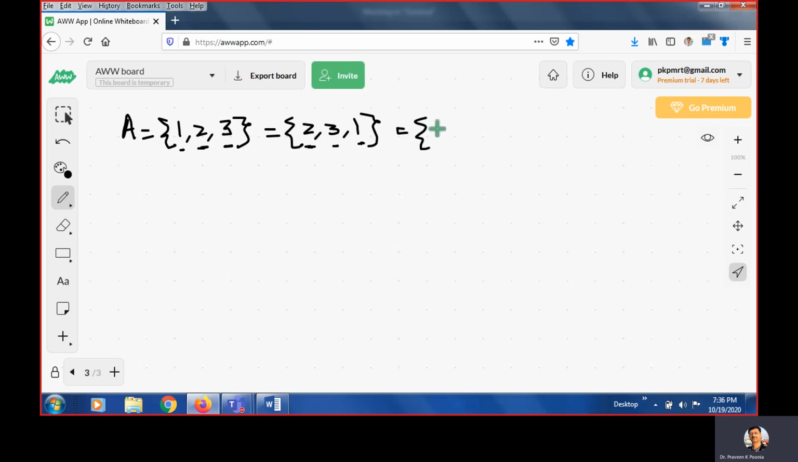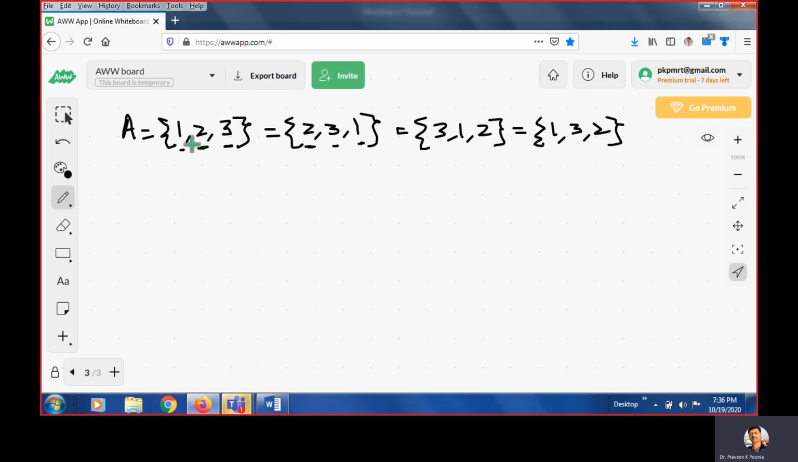You can write 3, 1. There is no problem. These 3 sets are equal sets. You can write 1, 3, 2 also. So all of these sets are equal sets. Clear? So it is basically written, means order of elements is irrelevant here. Order is not considered. Clear?